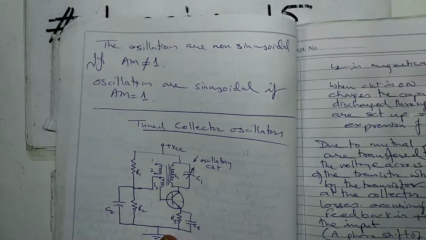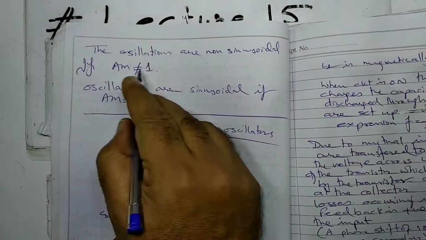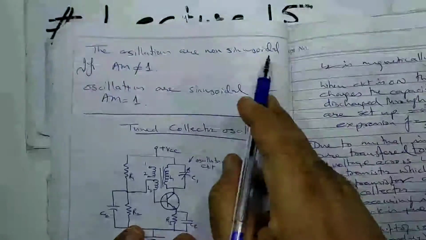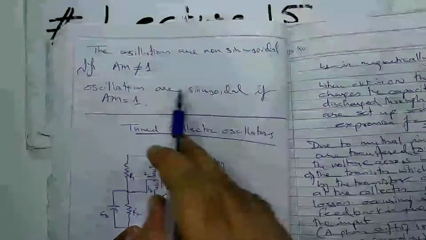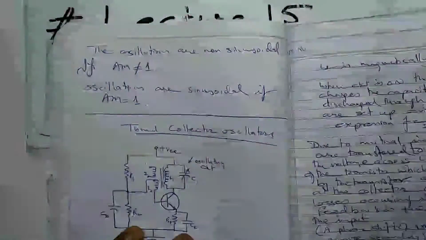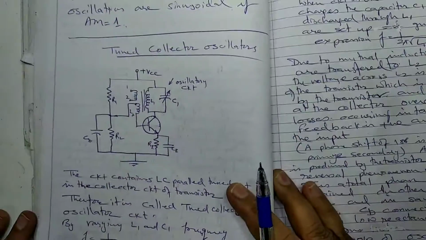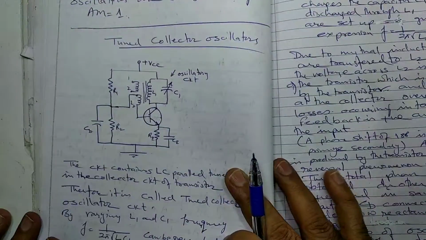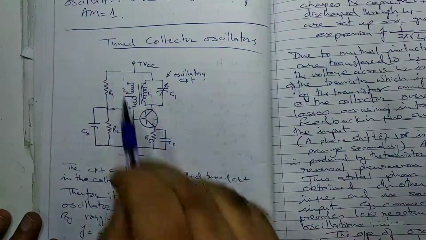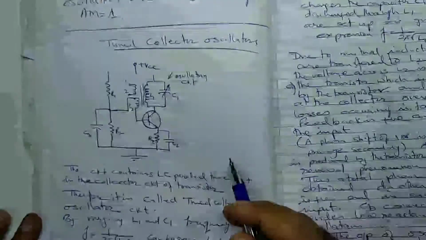Now here we can see, if AM is not equal to 1, the oscillations are non-sinusoidal. If AM is equal to 1, the oscillations are sinusoidal. Okay. Now, next we start with the first type of oscillator circuit, that is called tuned collector oscillator.